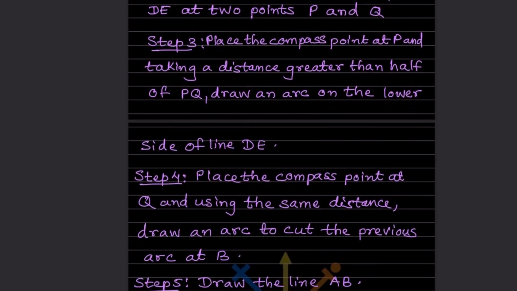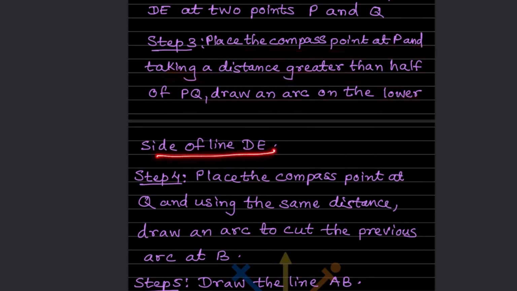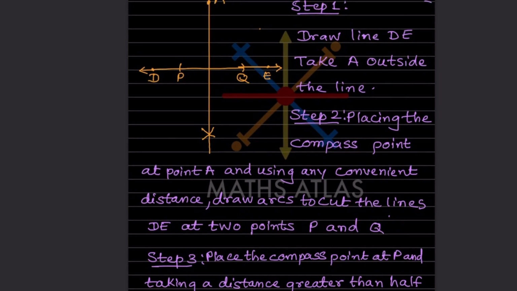So can you see here? Place the compass point at P, and taking a distance greater than half of PQ, draw an arc on the lower side of the line D. Then what will you do? Place the compass point at Q, and using the same distance draw an arc to cut that, that is at B. So this you can mark as B.